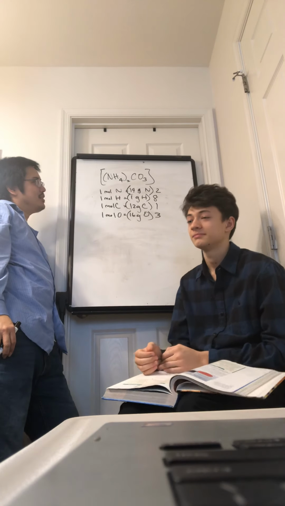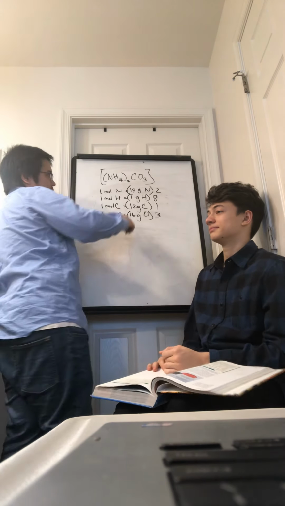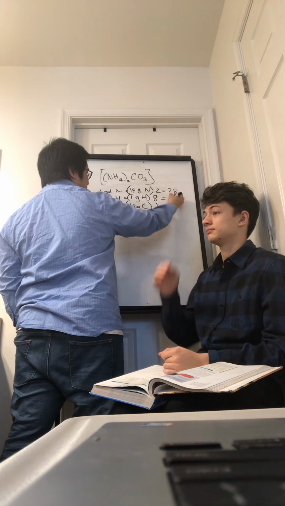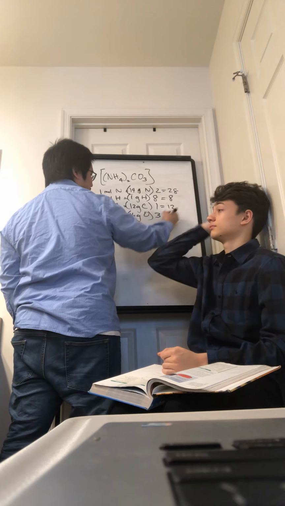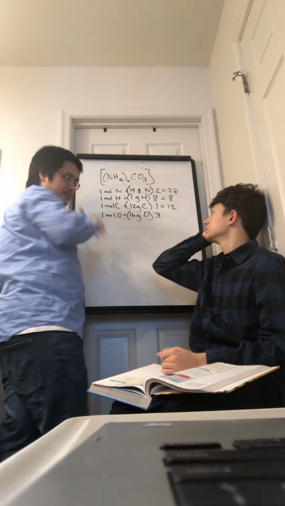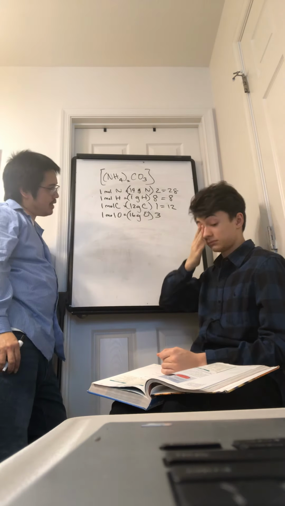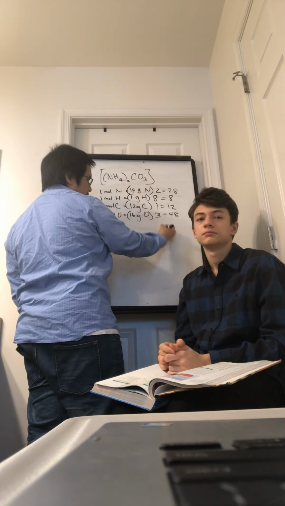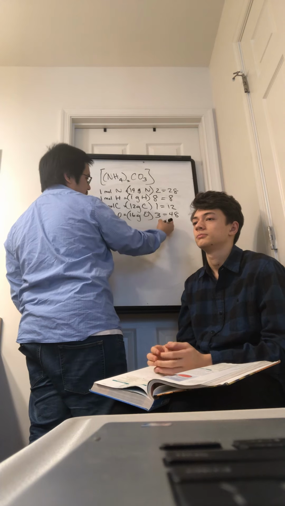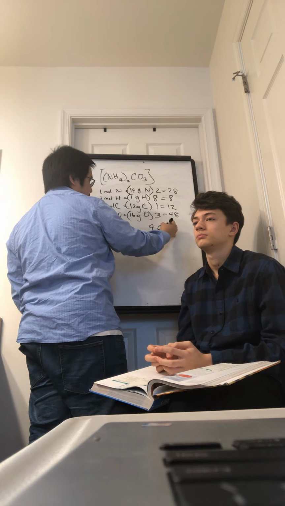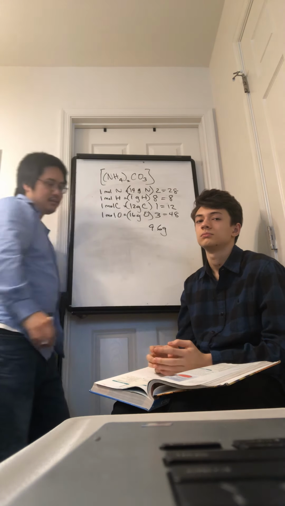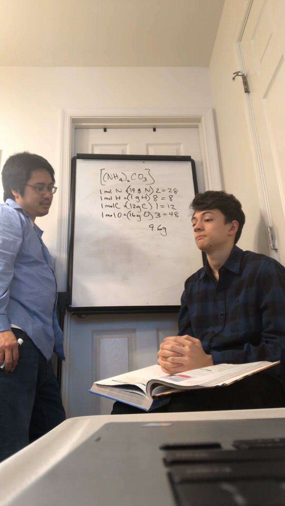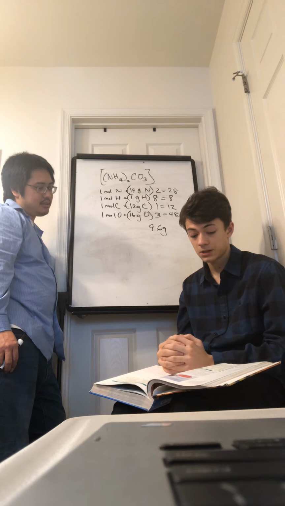Alright. Multiply 2 times 14, you get 28. Multiply 1 times 8, you get 8. This is 12. 16 times 3. What is that? That's 48. Add them all up, you get 96. So that's the molar mass of ammonium carbonate. Does that make sense? Yes.